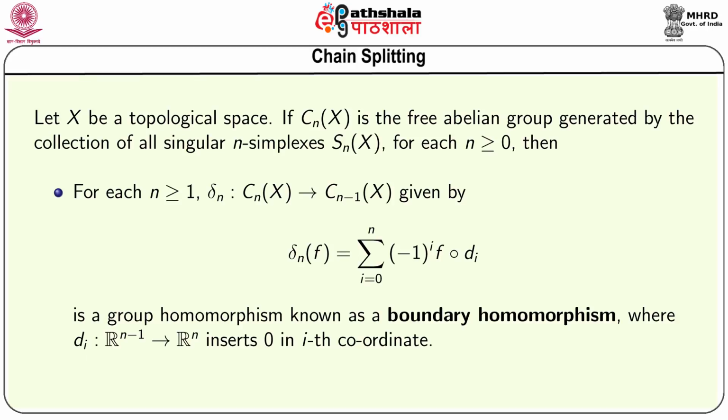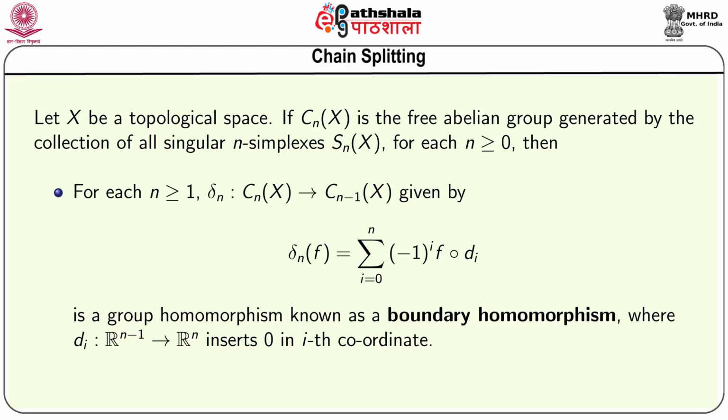Let us recapitulate a few facts. Suppose X is a topological space. If C_n X is the free abelian group generated by the collection of all singular n-simplexes S_n X for each dimension n greater than or equal to 0, then we define a map ∂_n from C_n X to C_{n-1} X given by ∂_n f equal to the summation i equal to 0 to n of (-1)^i f composed d_i. These functions ∂_n are called boundary homomorphisms.